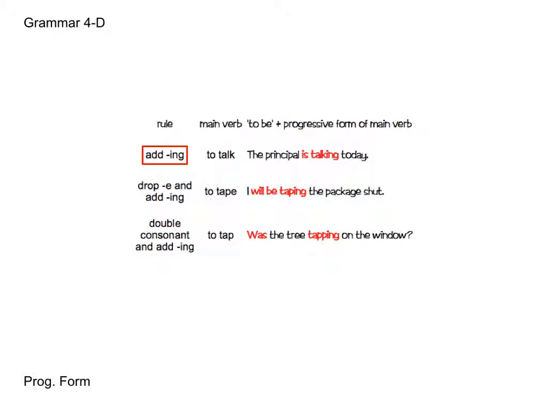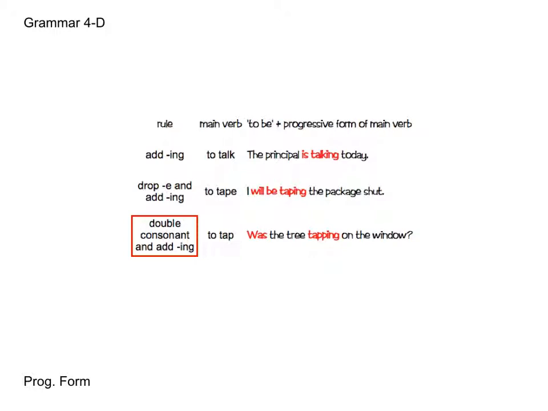Most of the time, you're just going to add ing. As in this example of to talk, you conjugate it to the progressive form by just adding the ing to make talking. For the next one, you're going to drop the E and add ing. So to conjugate to tape to the progressive form, it will become taping. And then lastly, sometimes you will double the consonant and add ing. In this example, we have to tap, which in progressive form will be tapping, as you can see there. So just make sure you're paying attention.